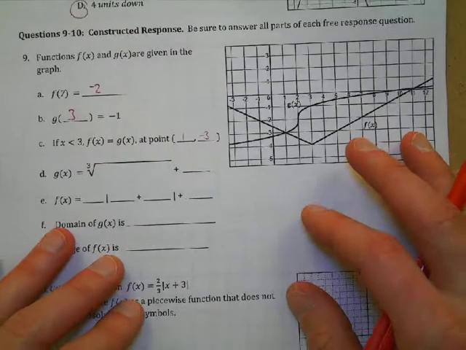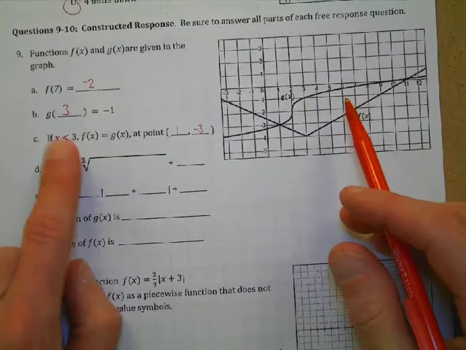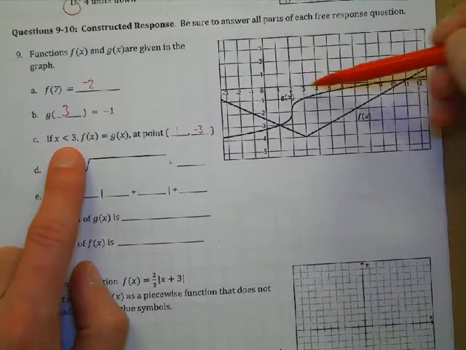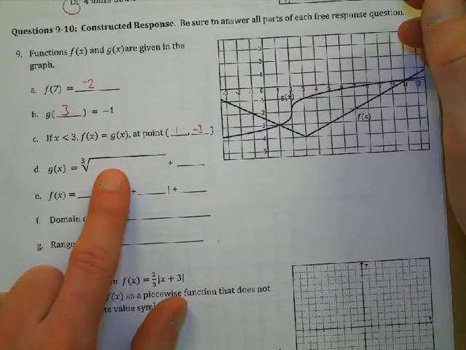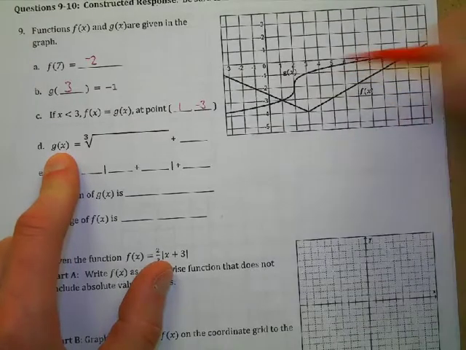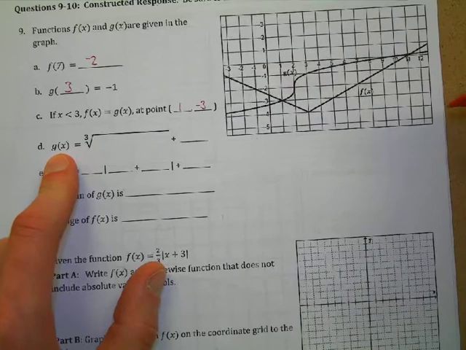This is just telling us that we only want to consider the part of the graph that's to the left of 3, for x less than 3. Okay, let's identify the equation for g of x. So here's g of x. Can you guys tell how it is transformed?